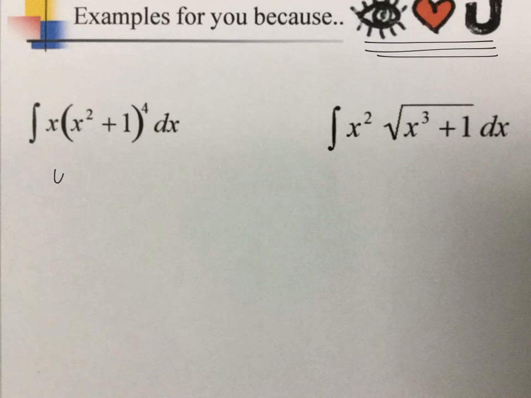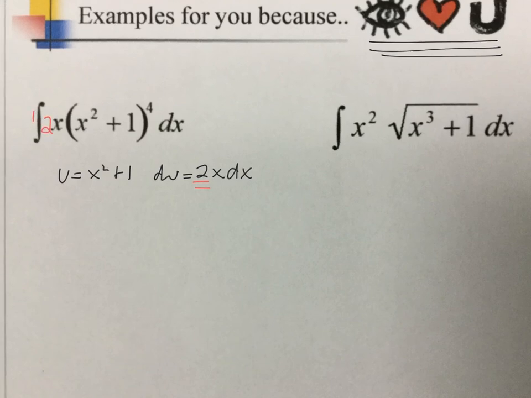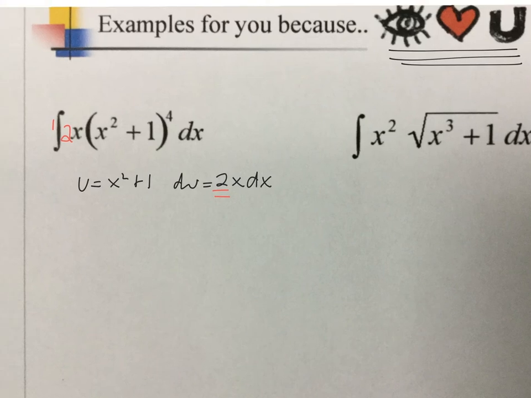So here my u is x squared plus 1, and my du should be 2x dx. And again, I'm missing the 2. So I'm going to add that in, and sometimes I don't do a whole rewrite, I just add it in. Okay, I just add it in here like that. Okay, so I've got my 2 there now. So now I can integrate.